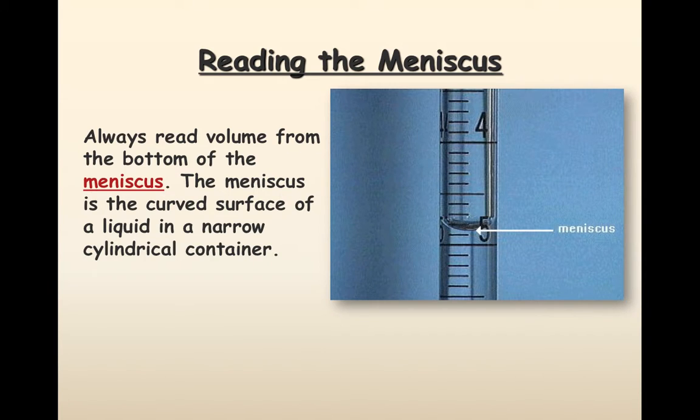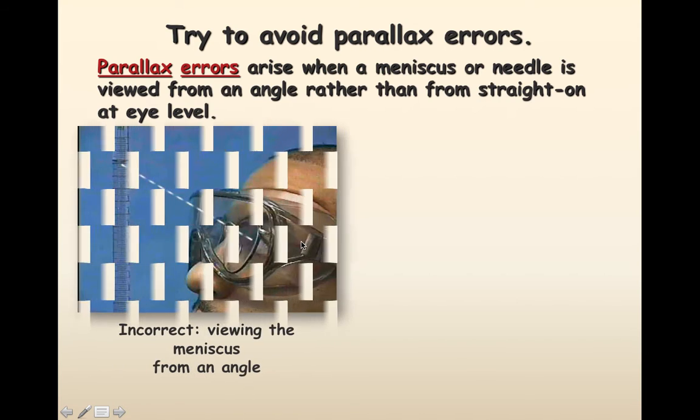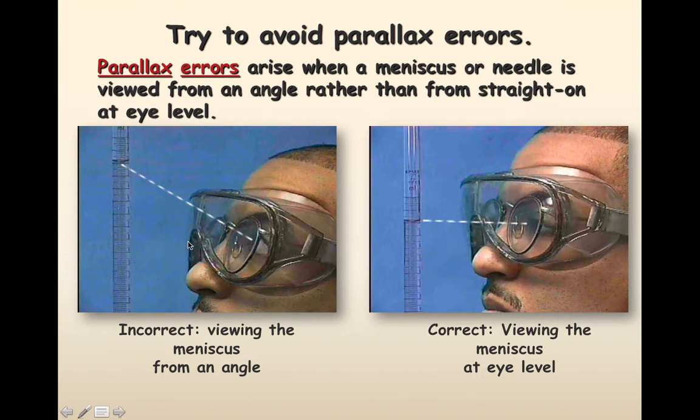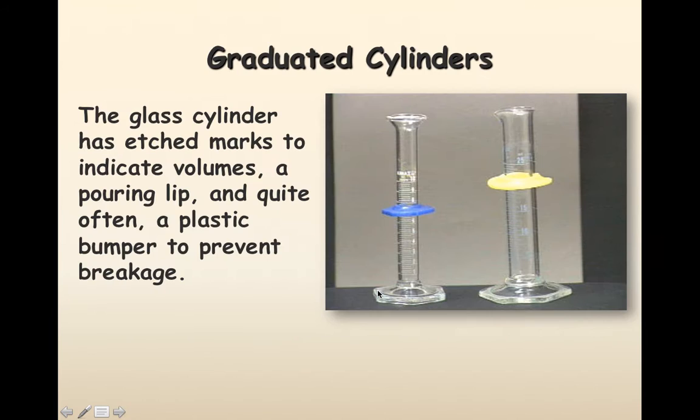All right, first thing is for volumes and graduated cylinders, we have a curve. And that curve is called a meniscus, and we always measure at the bottom of the meniscus. When you're viewing the bottom of the meniscus, don't be looking from too high up, or in this case too low down. You want to have your eyes horizontally aligned to the meniscus. That cuts down on what are called parallax errors.